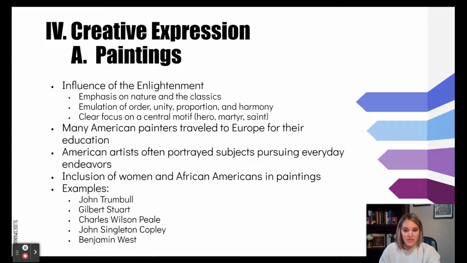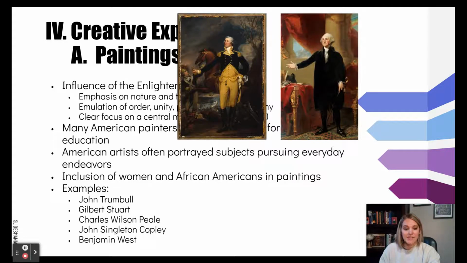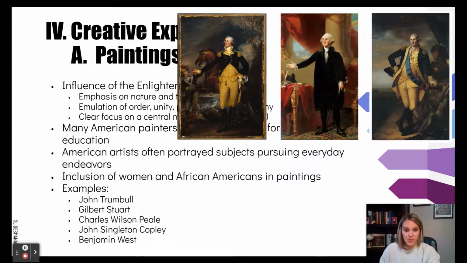And I want to show you 3 paintings of George Washington. This first one was created by John Trumbull. This next one by Gilbert Stuart. And this third one by Charles Willson Peale. I think you can see pretty easily that there are some pretty significant similarities between these 3 works. We're seeing elements of nature depicted in all 3. We're seeing the hero portrayed very formally in the front. The color schemes are also fairly similar.